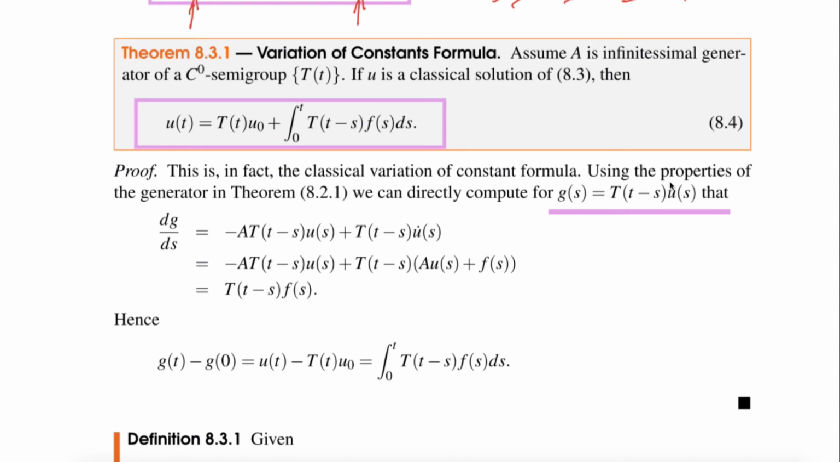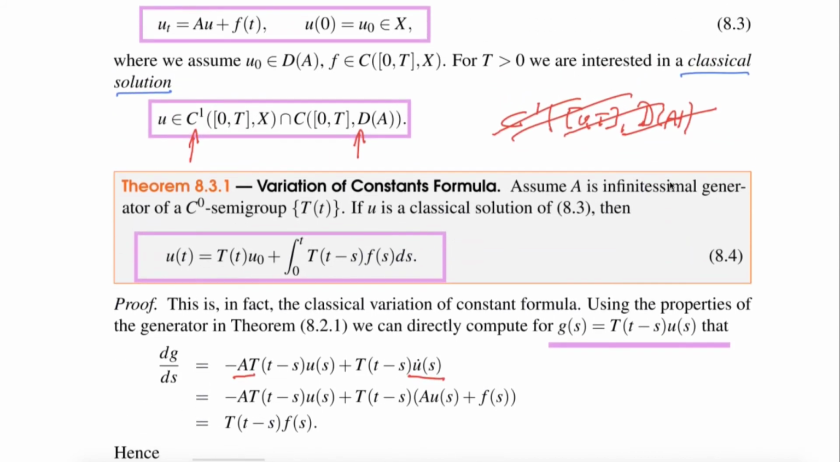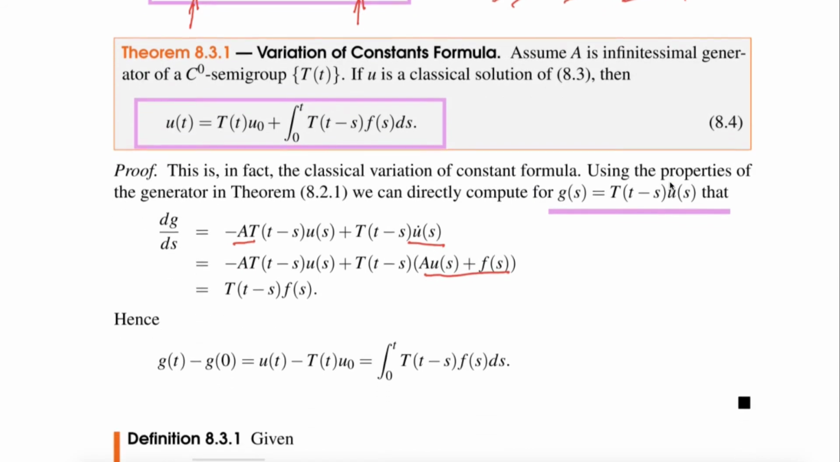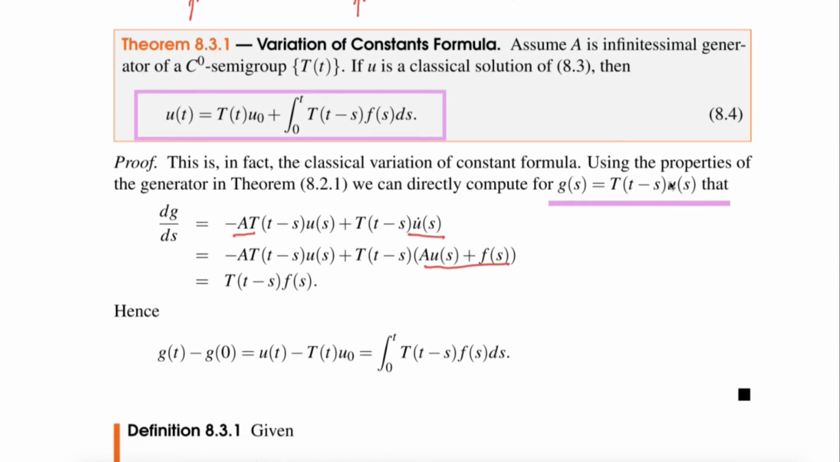If we differentiate g, we have a product rule. We first differentiate the semigroup, which gives us the A on top, and then we differentiate by s, so that's why we get a minus sign. We keep the u. Then we keep the T and we differentiate the u, which gives us a u dot. Then the first term is unchanged. For the second term, now we use the differential equation. Let's go back to 8.3. u dot is Au plus f, which we substitute right here. Now the semigroup and the operator commute. This is also something we have seen in the fundamental theorem. So the first two terms cancel, and only the f term remains.